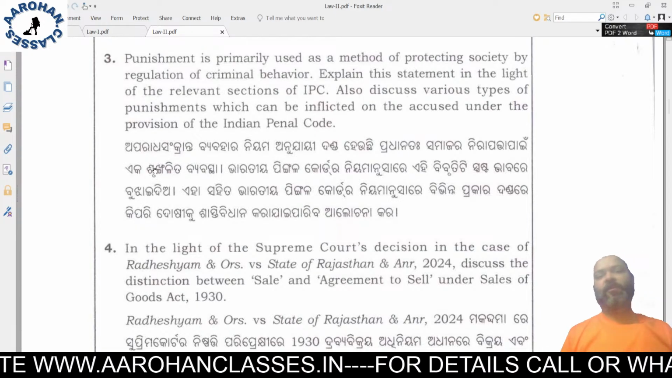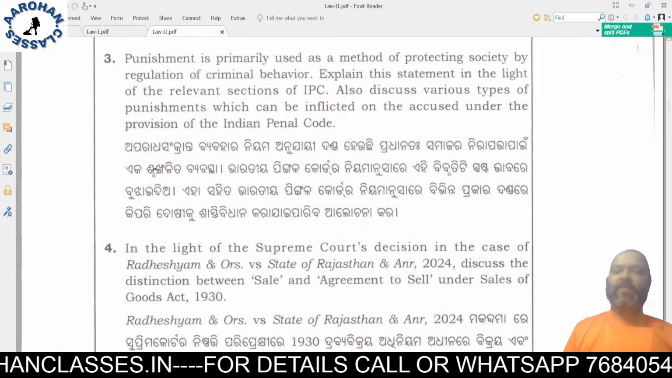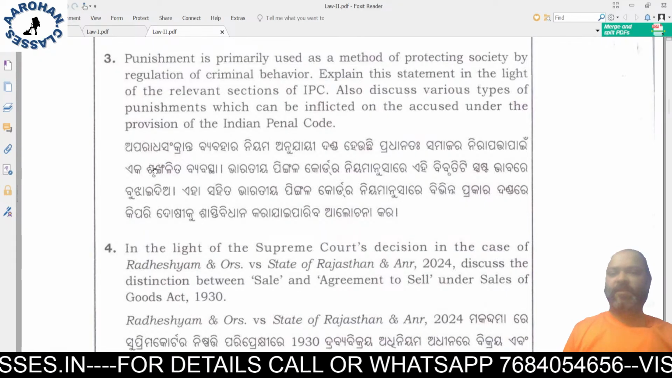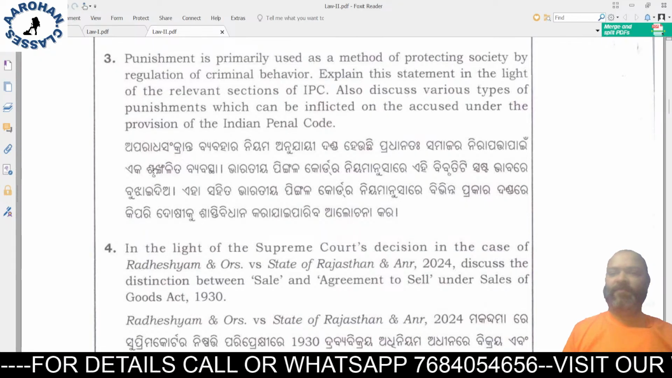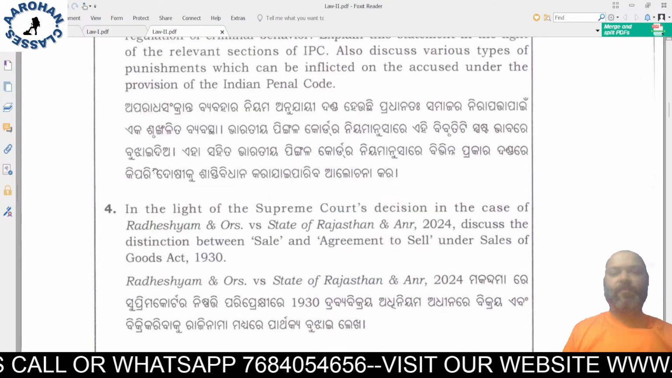Punishment is primarily used as a method of protecting society by regulation of criminal behavior. Explain this statement in light of relevant sections of IPC. Also discuss various types of punishments that can be inflicted on the accused under the provisions of IPC.